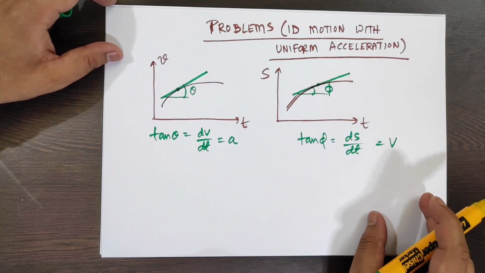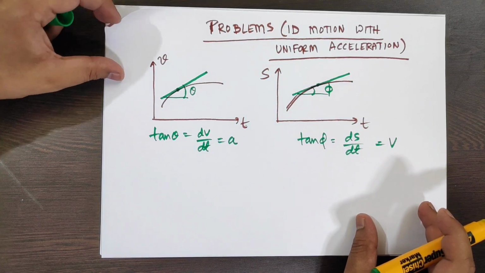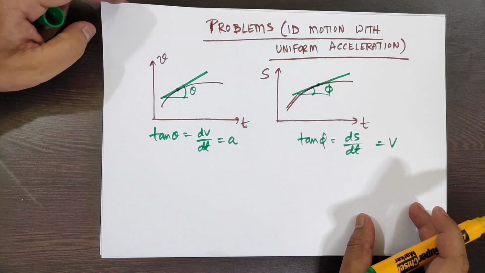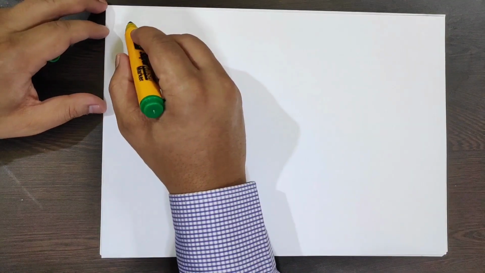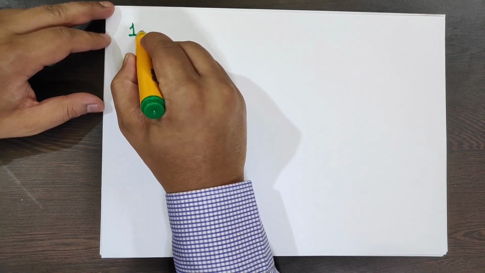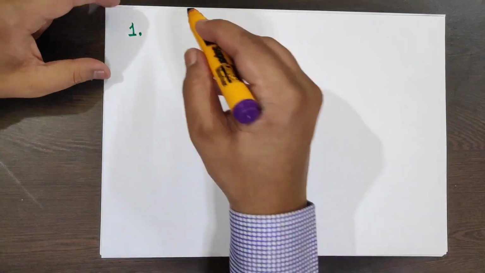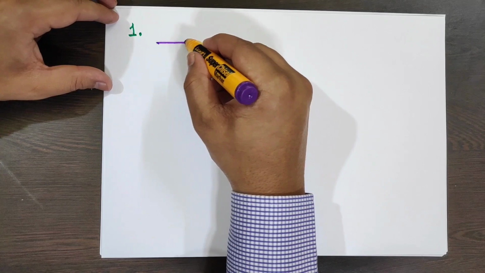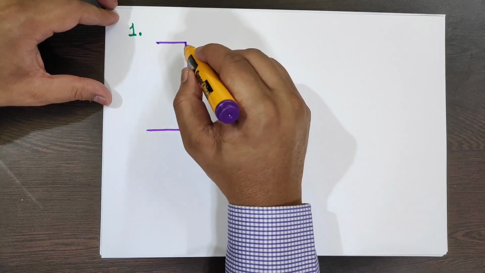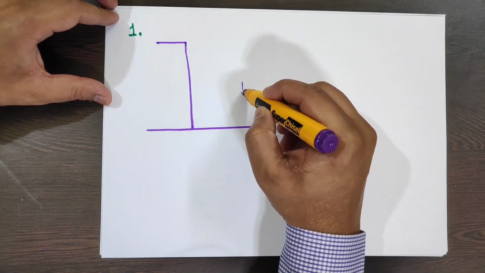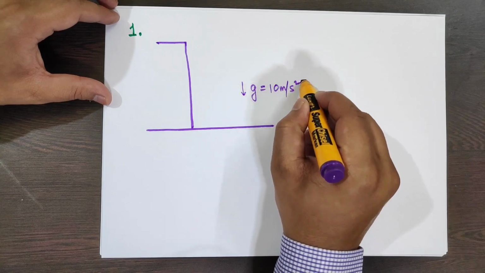So we'll discuss more problems on graphs. First let us discuss some problems on 1D motion, I mean without graph problems, then we'll come back to graphs. So problem number 1, we'll start with a motion under gravity problem. Acceleration due to gravity is downwards, and g is equal to 10 meter per second square.